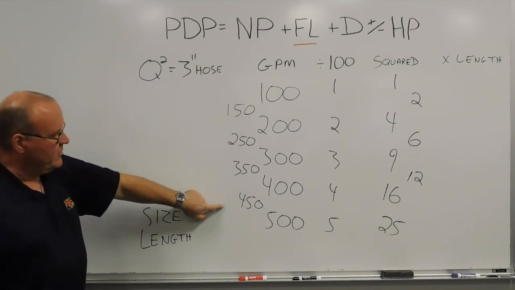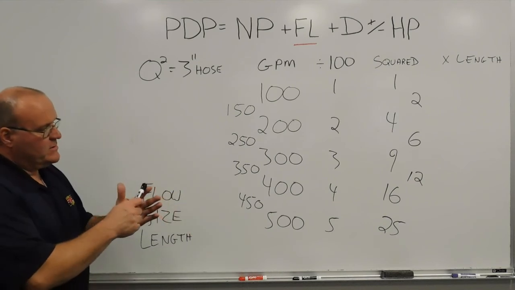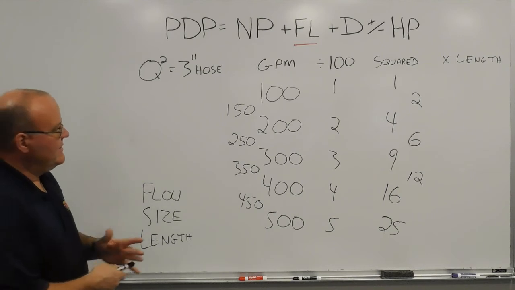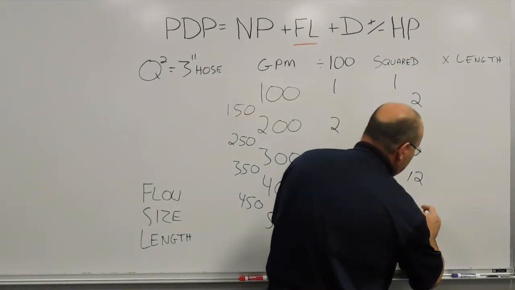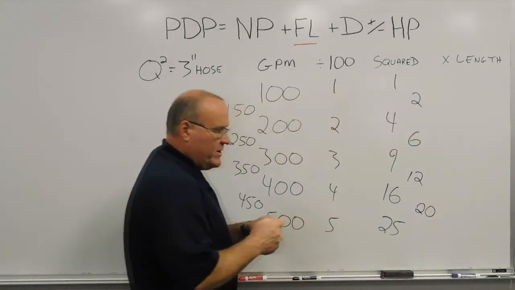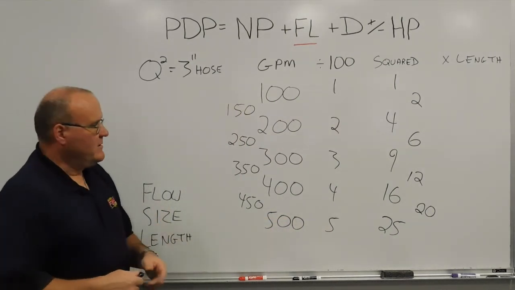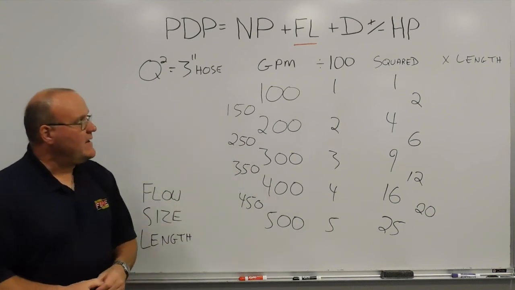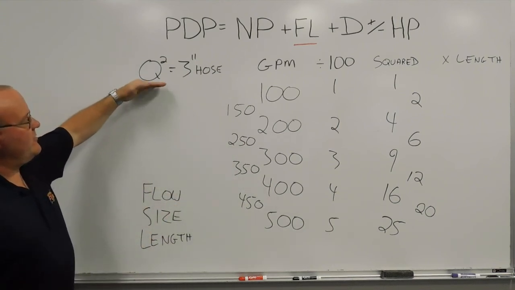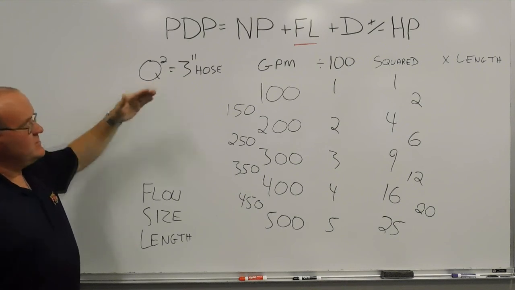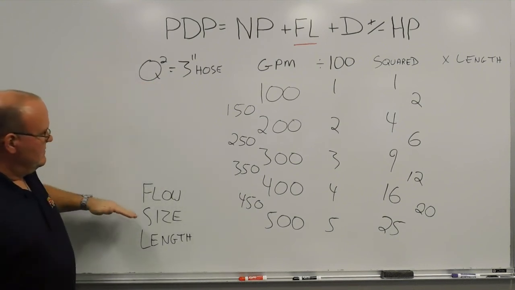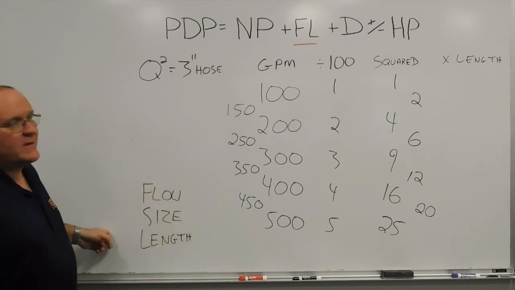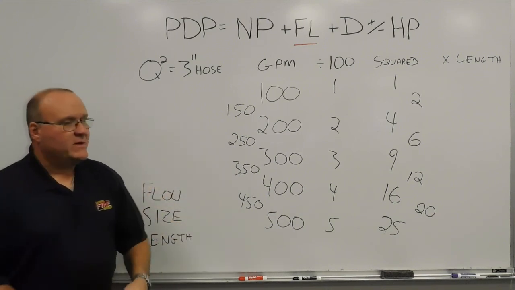And then finally, we'll do 450 gallons a minute. 100, 200, 300, 400, 500. 4 times 5, 450, will give me 20 pounds of friction loss for every 100 feet of 3-inch hose flowing 450 gallons a minute. So that's a quick down and dirty look at the Q squared method for 3-inch hose, which is our baseline for using the hand method. We accounted for the flow, the size, and the length, and everything we were talking about here is 100 foot. So that's today's training minute. Thank you.